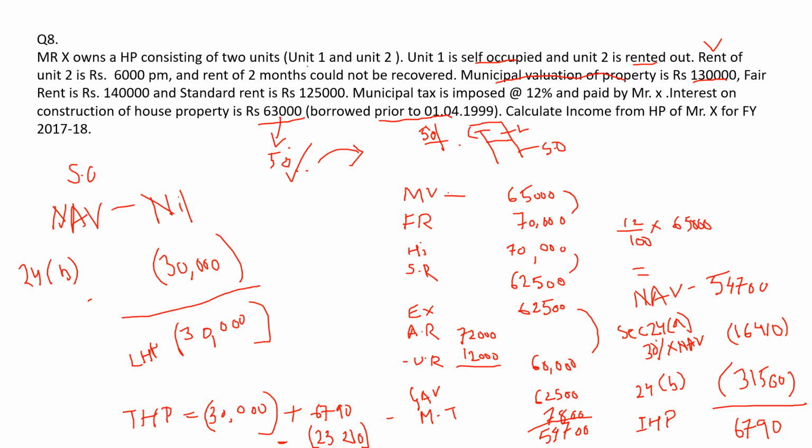I hope this 50% is clear. 50% is for the house property. It consists of two units, the let out part and the self occupied. Our municipal value has been given for the whole house property, but when we find out for the let out part only, we have to find out for that part only. So that's why we have multiplied by 50% whatever value has been given for the municipal value and fair rent. Clear?